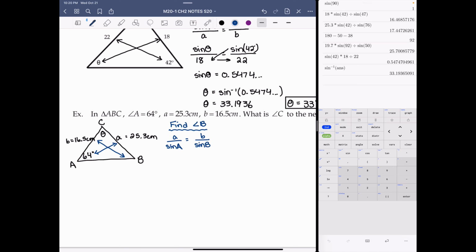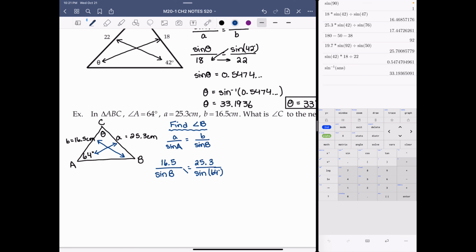I usually put my unknown value in my first fraction, but it doesn't matter. So you can match these up so that your first fraction is actually A and A from this triangle, or however you want to write it, as long as the B's are together in one ratio and the A's are together in another ratio. I'm going to put side B first, 16.5 over sine of angle B equals side A, 25.3 over sine of angle A, which is 64 degrees.